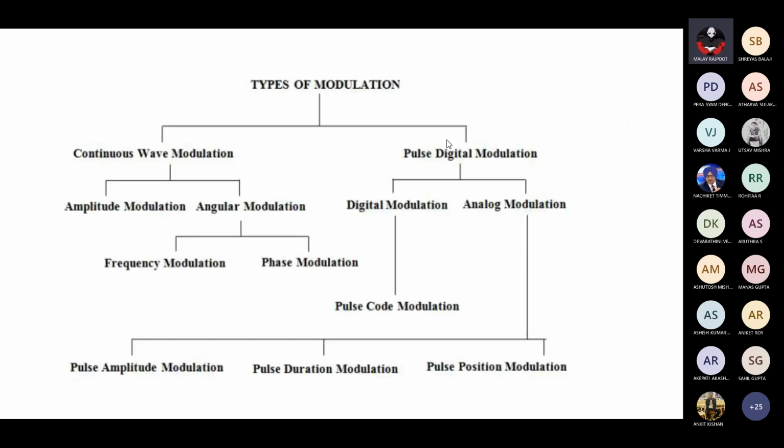All these are the purposes behind why we modulate the signal, and these are the different types of modulation. Here we have continuous wave, and in continuous wave we have amplitude modulation and angular modulation. In angular we have frequency and phase, and in pulse modulation, we have digital modulation and analog modulation. In analog pulse modulation, we have pulse amplitude, pulse duration, and pulse position. Here we use the carrier signal as a pulse. In continuous wave, we use both carrier and message as continuous waves.